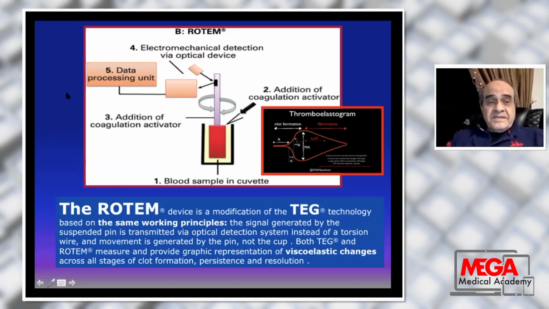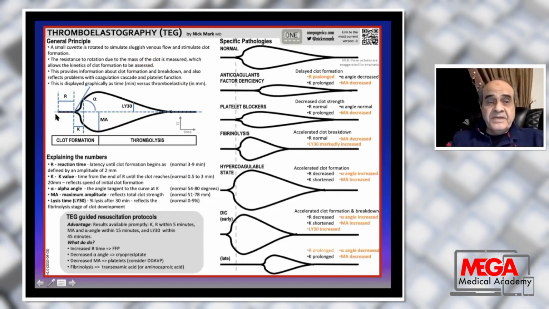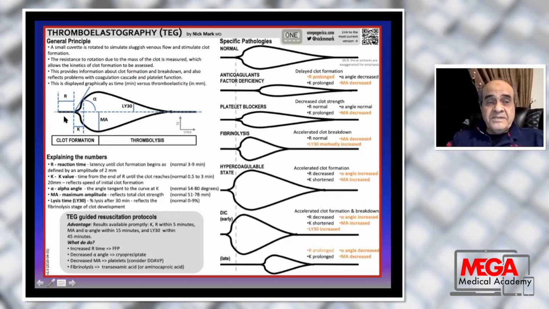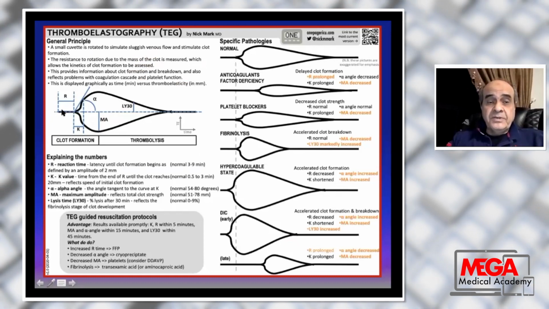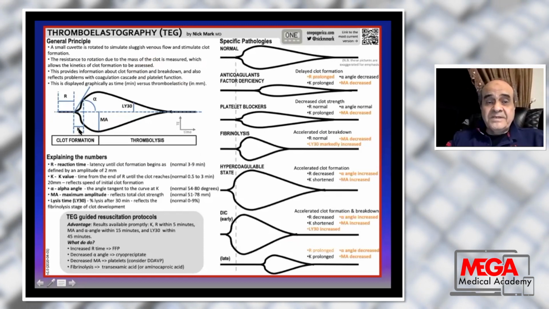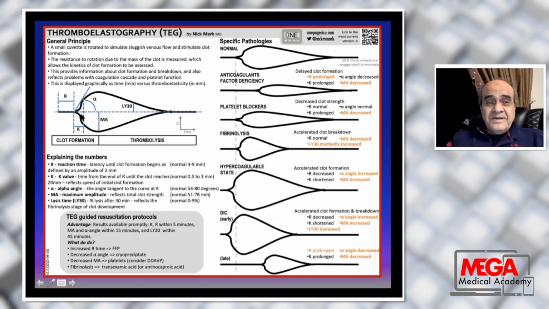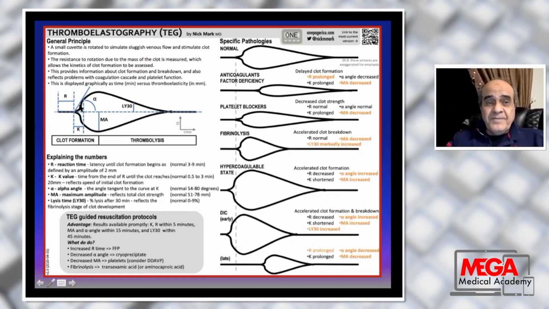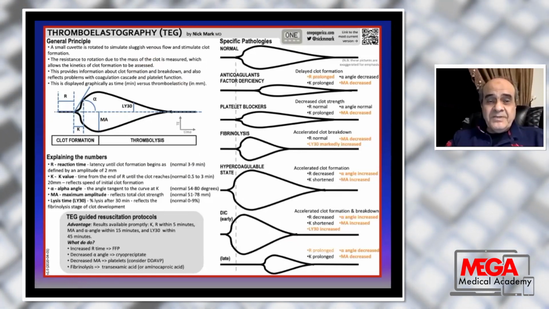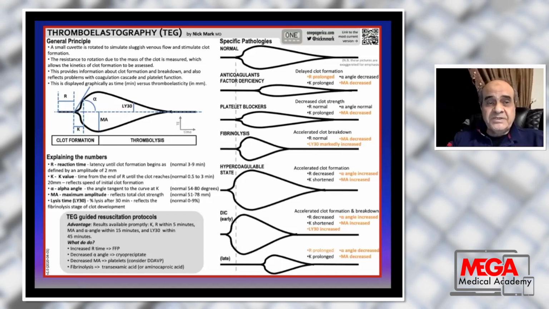As we see here, this is the R stage, or R, which is the reaction time. It takes about 3 to 9 minutes. If it is prolonged, it means there is a defect in the coagulation factors. After that, the K value, which starts from the end of R till the clot reaches a firmness, a height of about 20 mm, and it gives me an impression about the firmness or stability of the clot. Normally it takes about 1 to 3 minutes to reach this value.